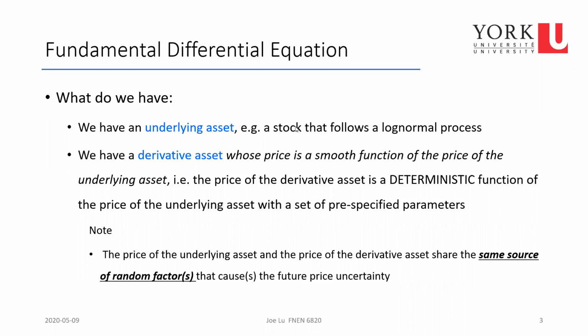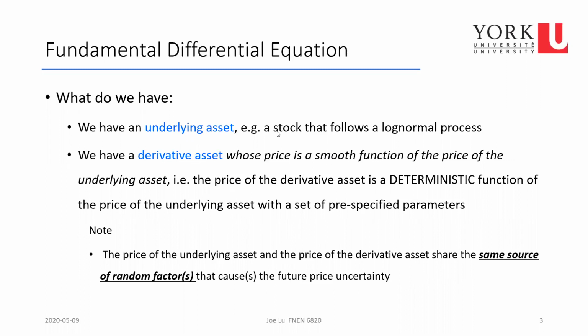Now you can also have another asset that follows a different process, not necessarily a log normal process, but nonetheless you need to have an asset that follows some sort of a stochastic process. Then you need to have a derivative asset. The price of the derivative asset is then a function of the price of the underlying asset. And this function needs to be a differentiable function of the price of the underlying asset, and also a differentiable function of time.